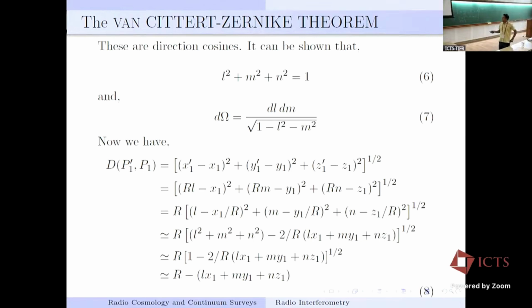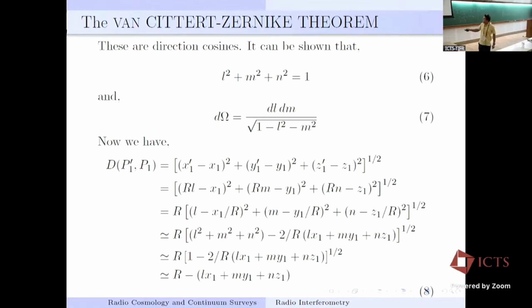So this is 1 minus 2 by R, (L x1 + M y1 + N z1), whole square root, correct? Now look at this term. This is 2 by R into L x1, M y1, N z1. These x1, y1, z1 are coordinates on Earth, right? This x1 is the point where we are measuring. It will be maybe kilometers, hundreds of kilometers.